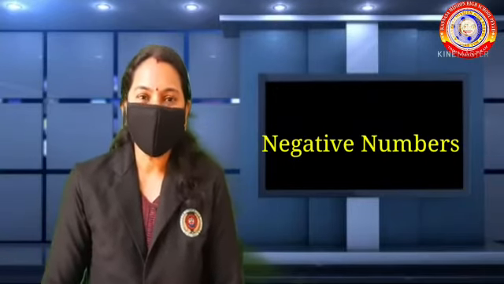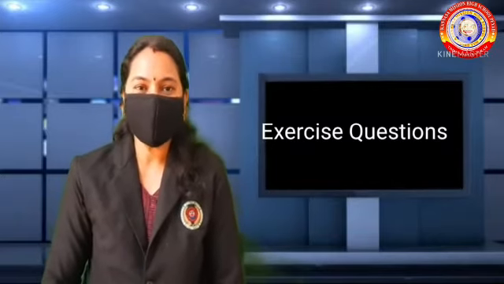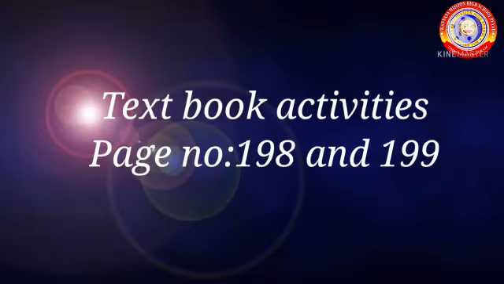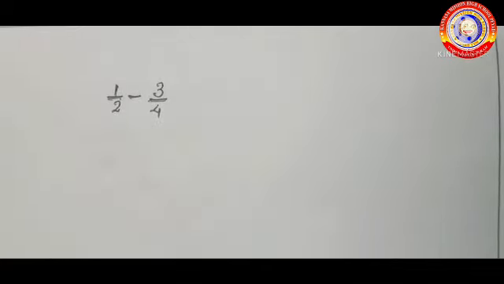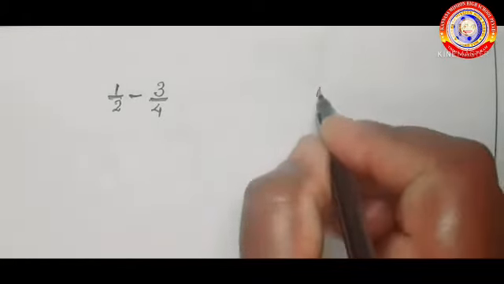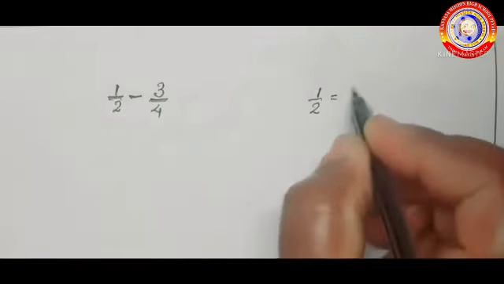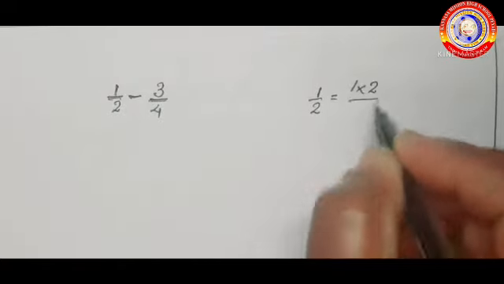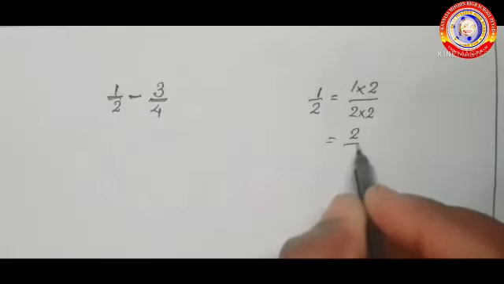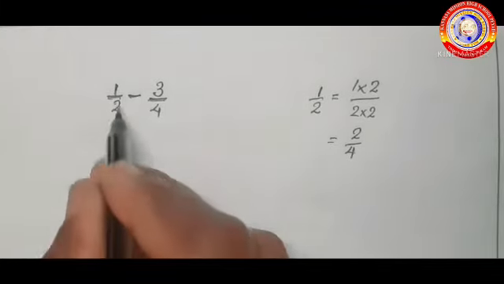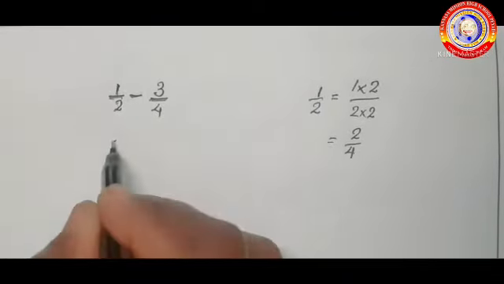Today, we are going to continue the exercise questions from the textbook page number 198 and 199. Question number 1. Find 1 by 2 minus 3 by 4. Here, the denominators are different. So, we have to convert the denominators into same. We convert 1 by 2 as 1 into 2 by 2 into 2. 1 into 2 is 2, 2 into 2 is 4. That is 1 by 2 is equal to 2 by 4.